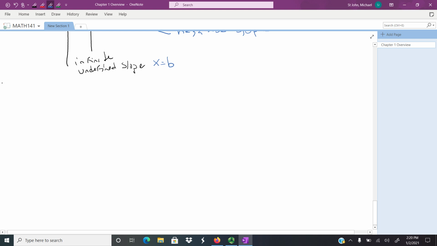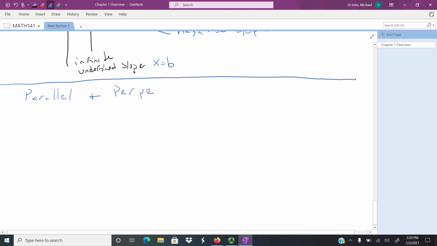Well, how about parallel lines and perpendicular lines? How about those two cases? Well, parallel lines. The thing that makes parallel lines parallel is that they have the same slope.